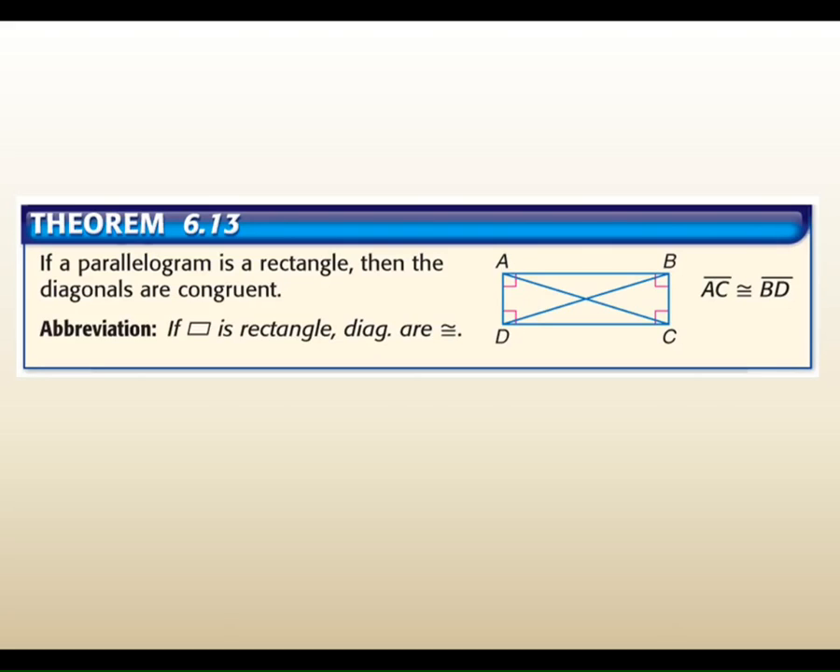It says if a parallelogram is a rectangle, then the diagonals are congruent. So if I tell you something's a rectangle, you know from A to C is congruent to B to D. Diagonals are the same. Whereas in a general parallelogram, what do diagonals do? They're not always the same. Remember, they bisect each other, right? Which is also true here. But the diagonals themselves happen to be the same in a rectangle.